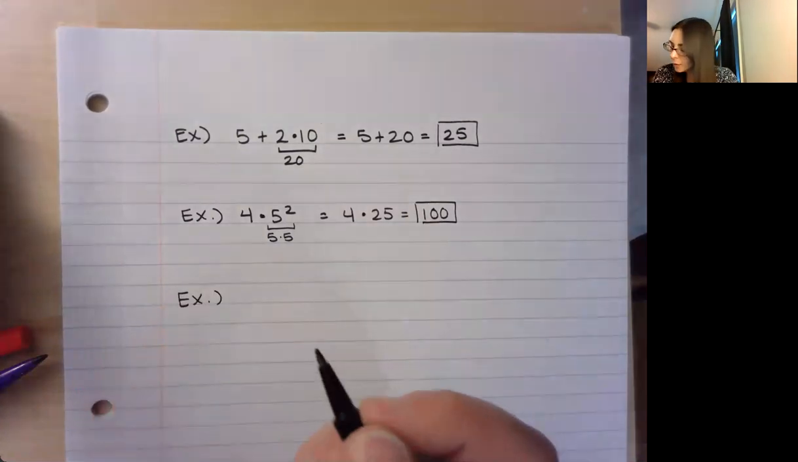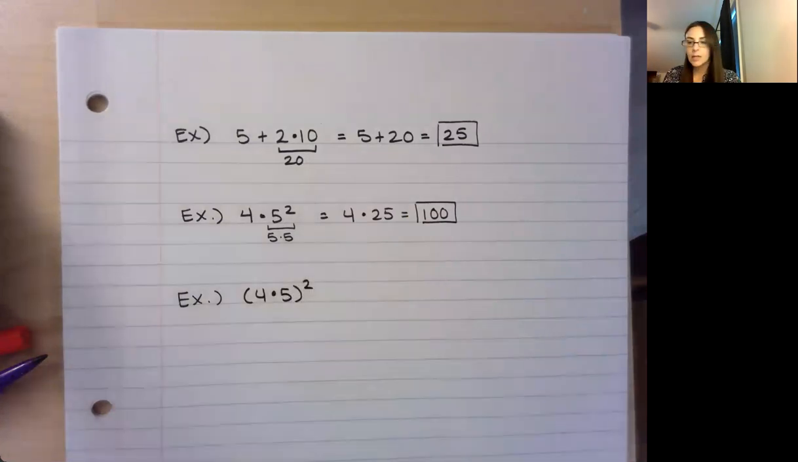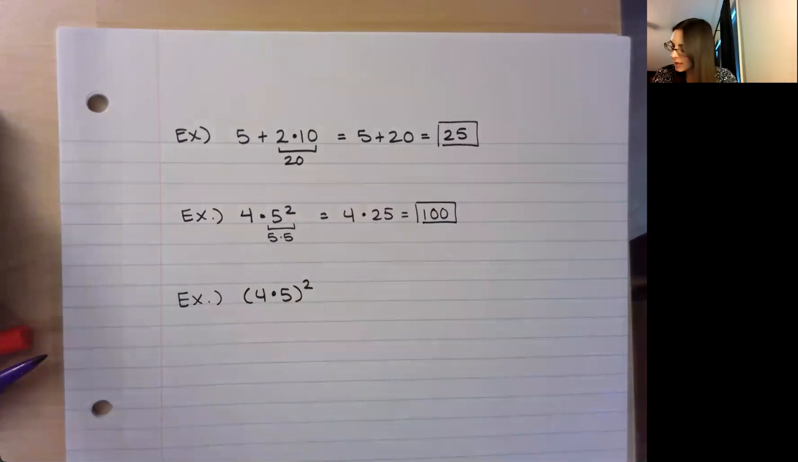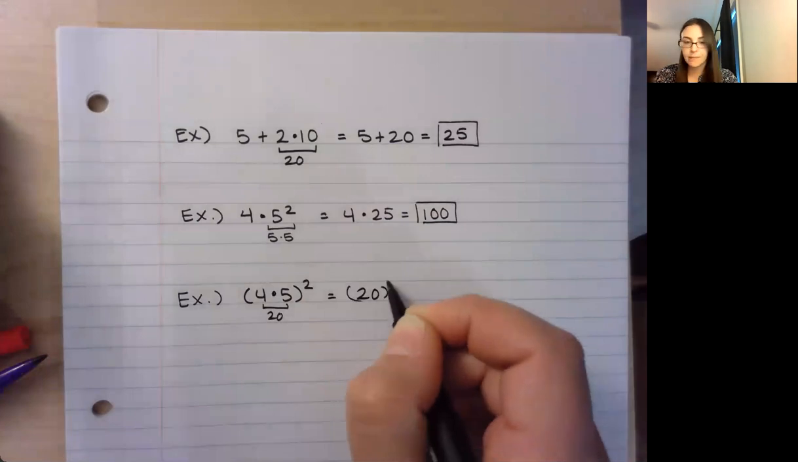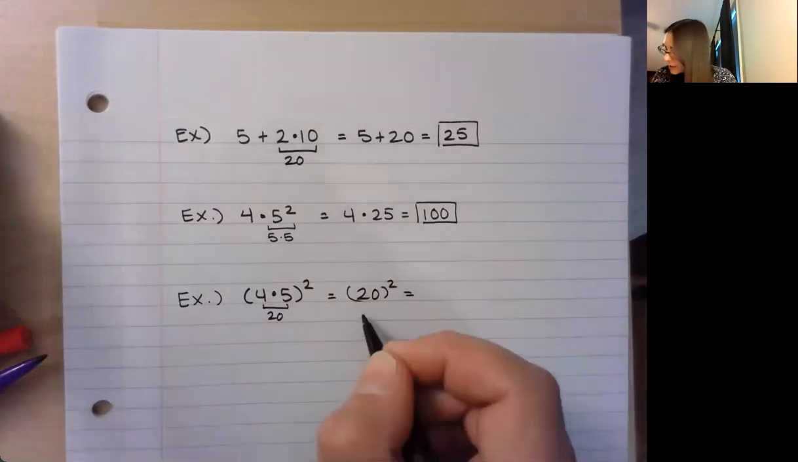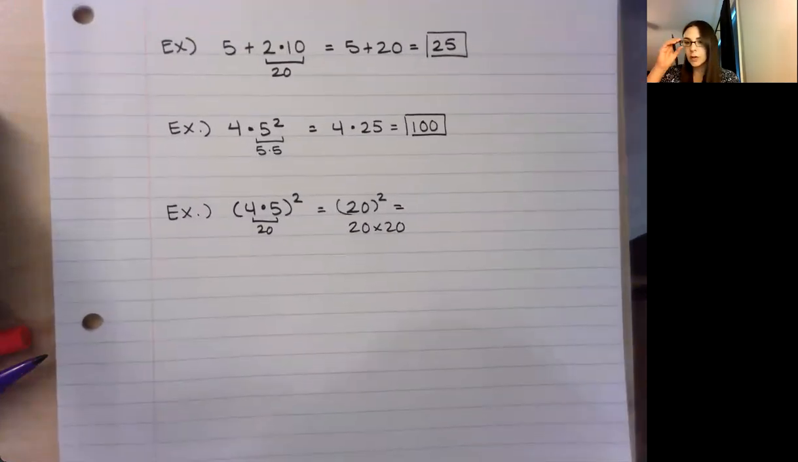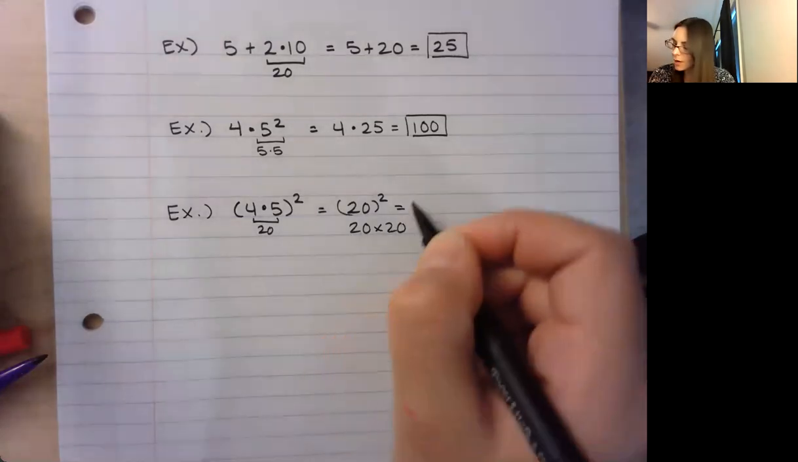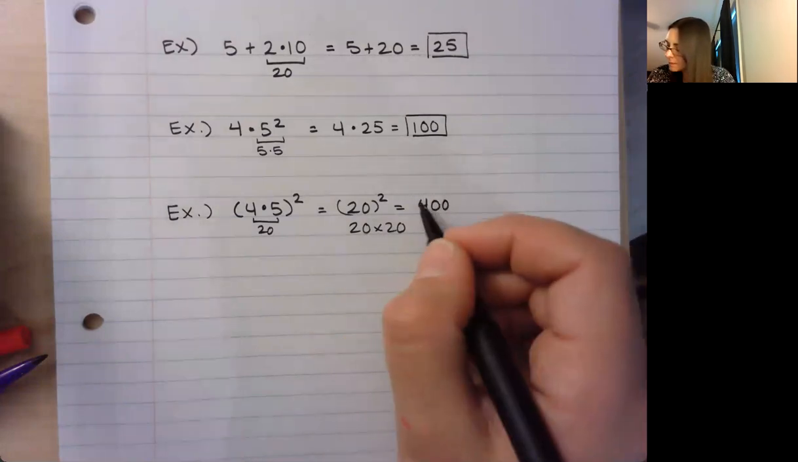Now, being careful, if I wrote the last problem like this, that would change my answer. So now I have grouping symbols, I have parentheses. So I have to do inside parentheses first. 4 times 5 is 20. This becomes 20 squared. Now, 20 squared means 20 times 20. So you can do out the multiplication there, or if you remember the shortcuts with zeros, when you're multiplying with zeros, you can just do the digits. 2 times 2 is 4, and then I have 2 zeros, so I just tack on the 2 zeros. So that's an easy way to multiply with zeros.